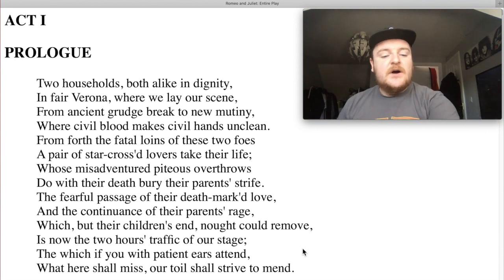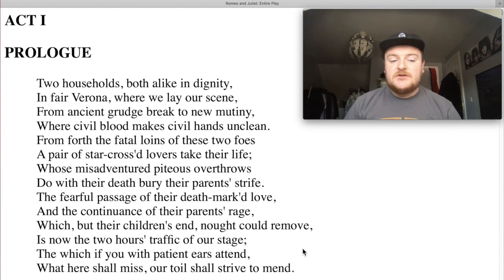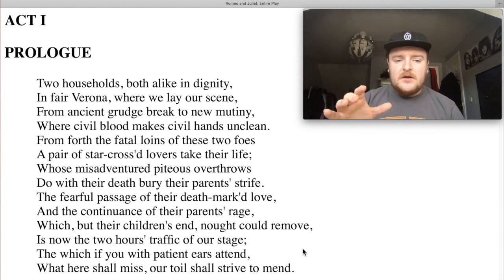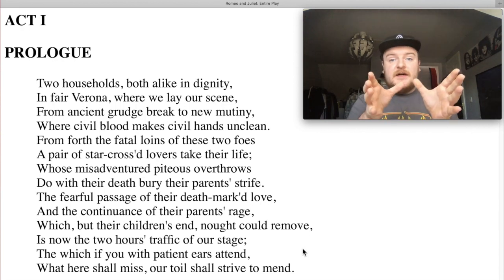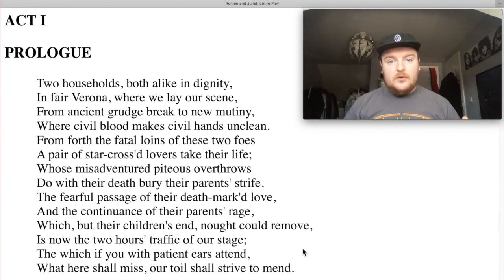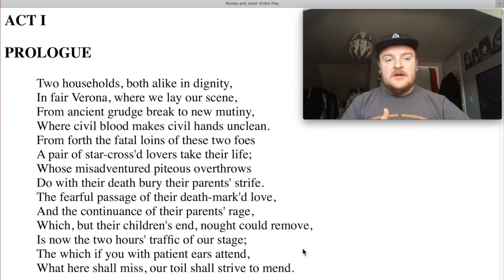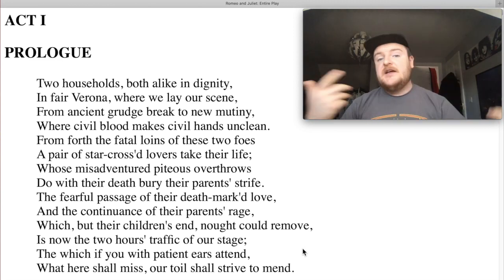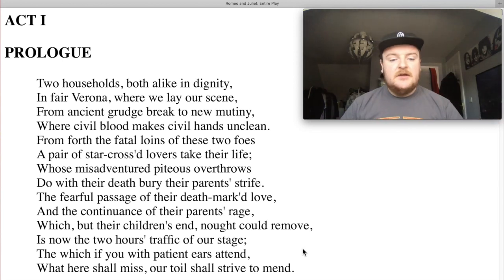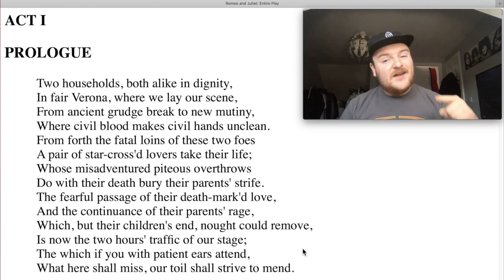And at the end as well, "two hours' traffic of our stage, if you with patient ears attend, what here shall miss, our toil shall strive to mend." So they're well aware that you're an audience stood there in the Globe or in a theatre around the world, waiting to hear this. And we've just given you what it's about. And now, if you've missed anything, don't worry, we're going to play it for you now. But there is a self-awareness. Again, we think about why that is.